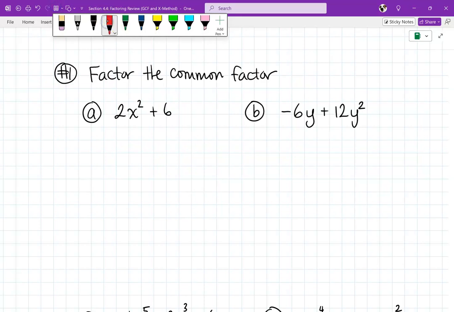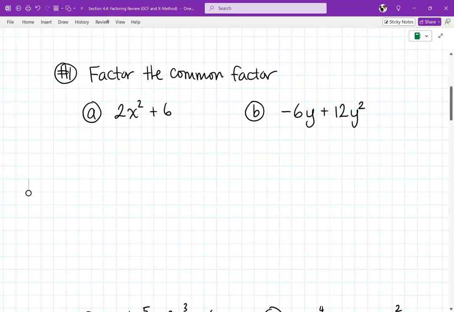So for number one, part A, I see a 2x squared plus a 6. So first thing I ask is, do they have letters in common? Well, the first term has a 2x squared, but the other term is just a 6. There's no letter, so no letters in common. Is there a number that divides the two numbers there, 2 and 6? So that would be a 2, right? 2 is divisible by 2. 6 is divisible by 2. So what I'm going to do is I'm going to factor out a 2.